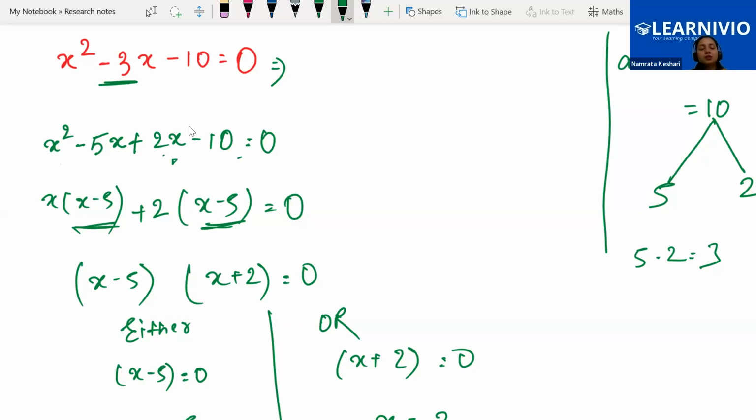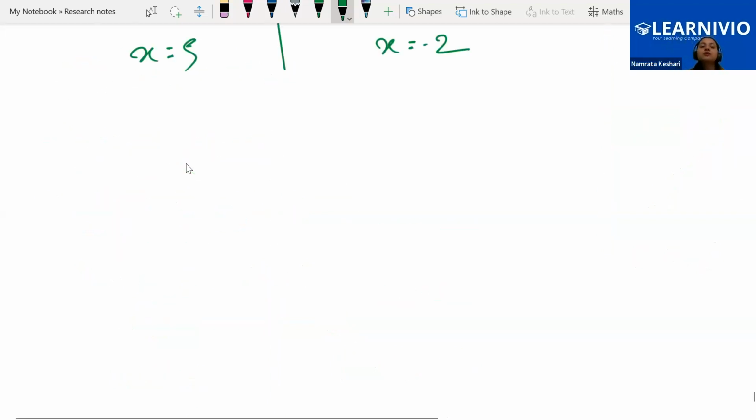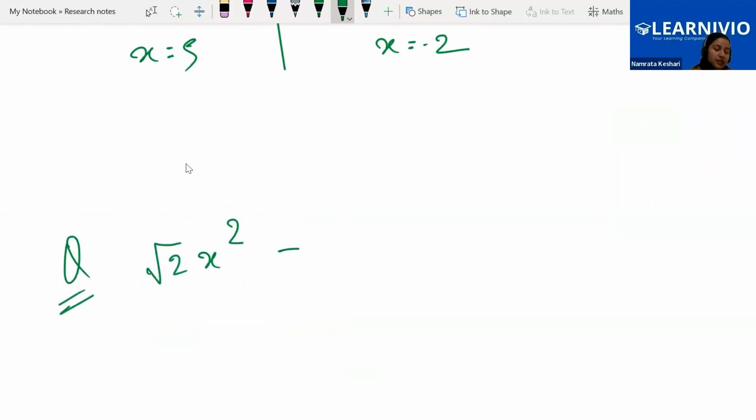Is it clear, Abdul? Yes. Okay. So if this is clear, then we will be talking about finding the solution of a quadratic equation which is having square terms. So let's say our quadratic equation looks like this: √2x square plus 7x plus 5√2 is equal to 0.